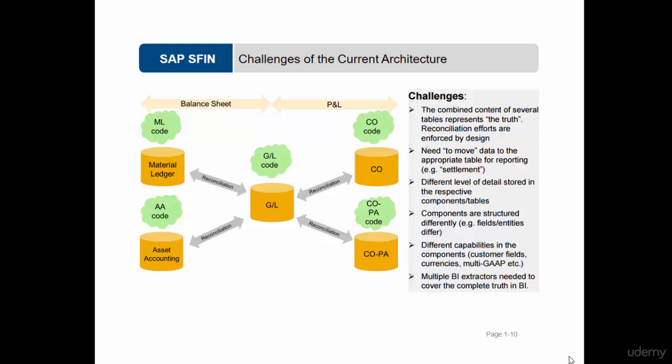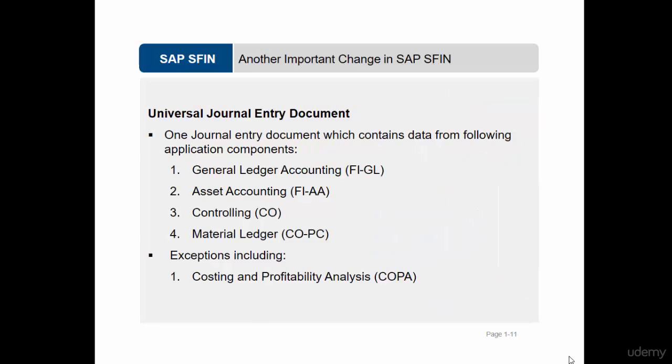Hence, we had multiple sources of truth in ECC 6, which are now replaced with one Universal Journal Entry document. As just discussed, the Universal Journal Entry document is one of the major important changes in SAP Simple Finance. One journal entry document which contains data from the following application components: General Ledger Accounting, FI-GL, Asset Accounting, FI-AA, Controlling, CO, Material Ledger, CO-PC. Exceptions include Costing and Profitability Analysis, CO-PA.